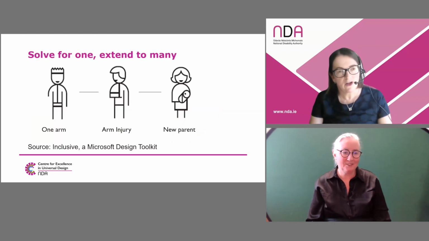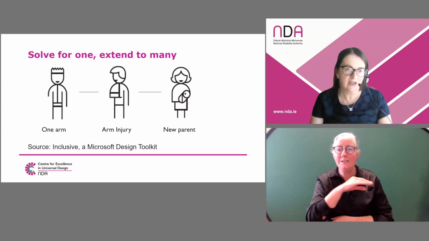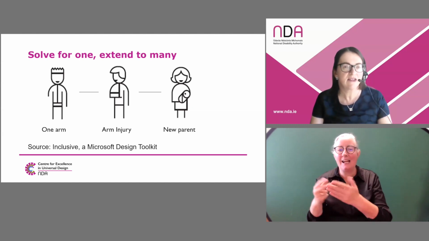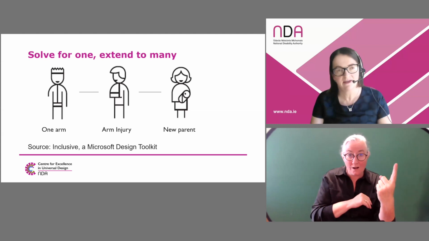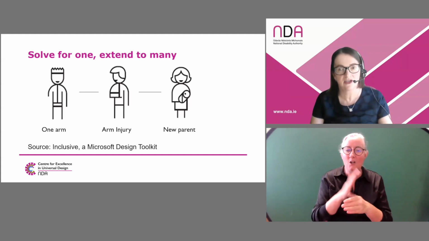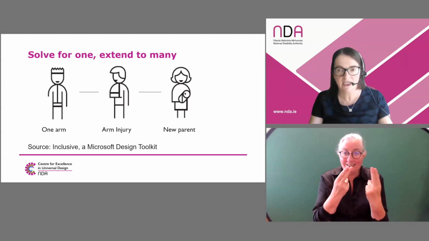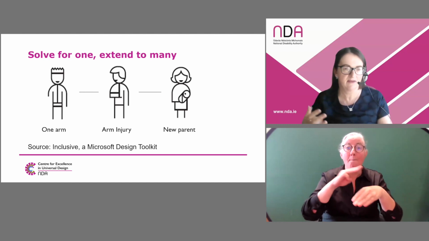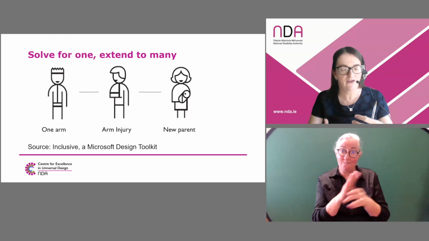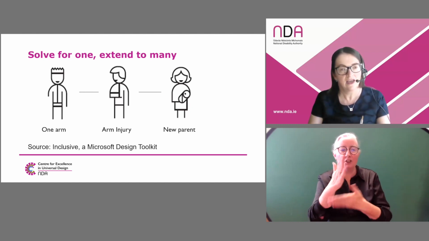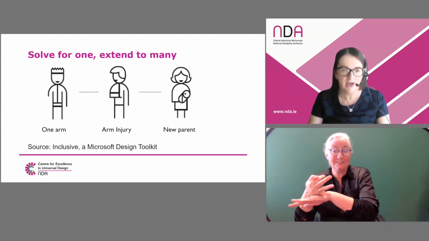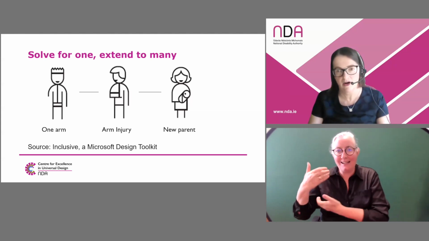So then to talk about one of the key benefits of universal design. The image on screen is from a Microsoft design toolkit, and the title is Solve for One and Extend to Many. From experience, we know that if we design for somebody with what might be considered extreme needs, the design will automatically include a wider range of people. The example on this slide is a person with one arm. If we design for that person, we'll automatically make life easier for somebody with a broken arm in a sling, a temporary injury, and for a new parent, maybe somebody with a colicky baby who might have to carry the baby around for large parts of the day.